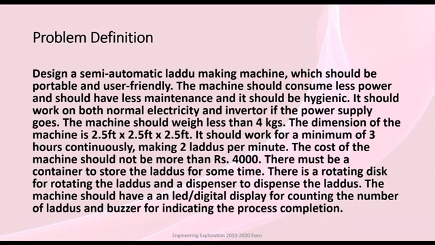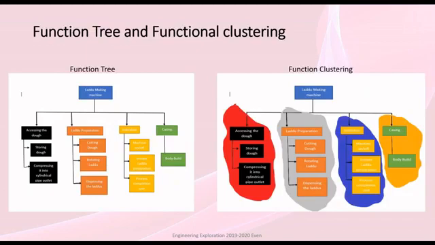The machine should work for a minimum of 3 hours continuously, making 2 laddus per minute. The machine should have a container to store the laddus for some time. It should have a rotating disc for rotating the laddu and dispensers to dispense the laddus. It should have an LED or a digital display for counting the number of laddus and a buzzer for indicating the process completion. Function tree and function cluster.